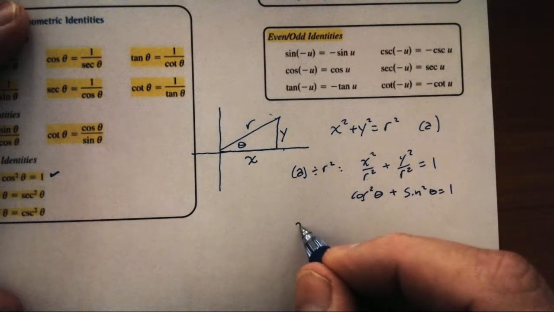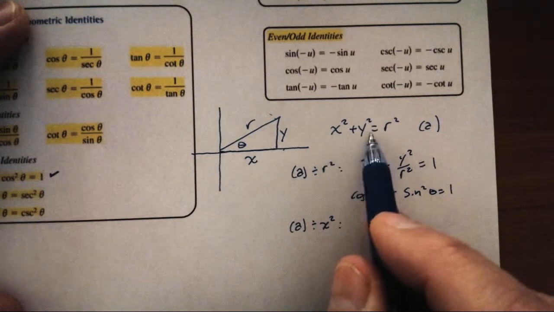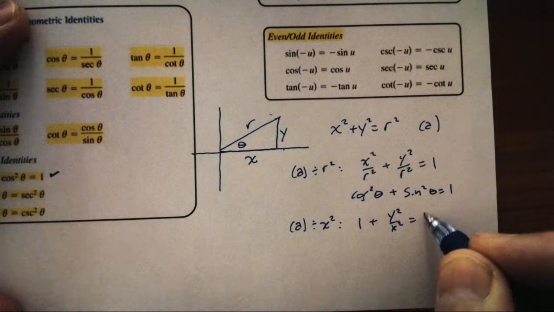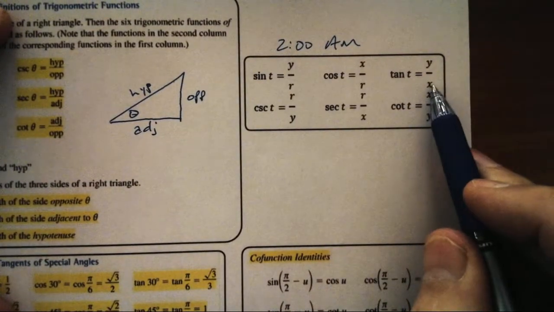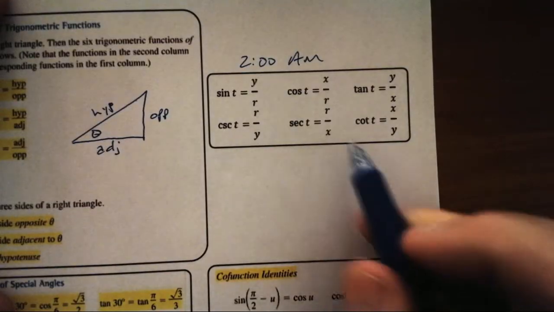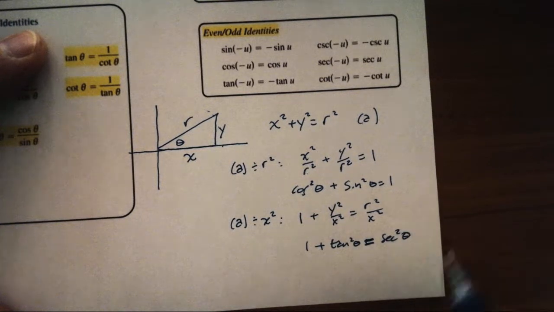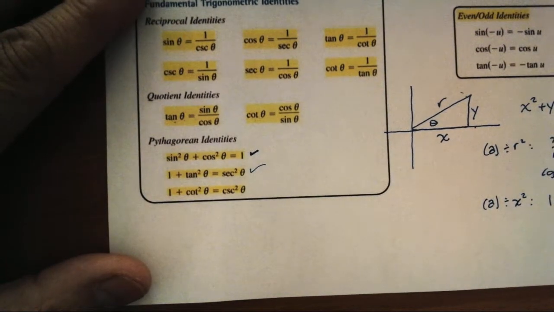Or perhaps we decide to take equation A and divide both sides by x squared. Then we would get 1 plus y squared on x squared equals r squared on x squared, or 1 plus y on x, which is tangent, so this would be tangent squared of theta equals r on x, which is secant, so this is secant squared of theta. And there we have this Pythagorean identity.